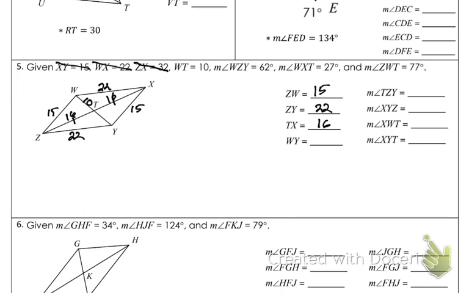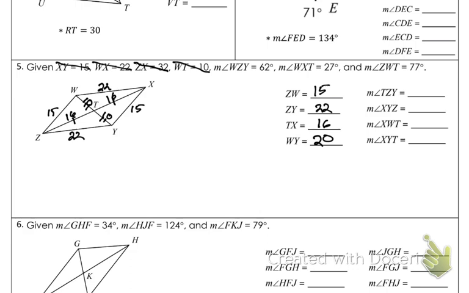Ty is also 10, because both of those have to be equal. Do they ask for Ty? They do not, but they ask for Wy. 10 plus 10 is going to be 20. All right, so like I said, as soon as you put down a number, see how that impacts the rest of the drawing. So now we go, okay, I'm done with all the lengths here.